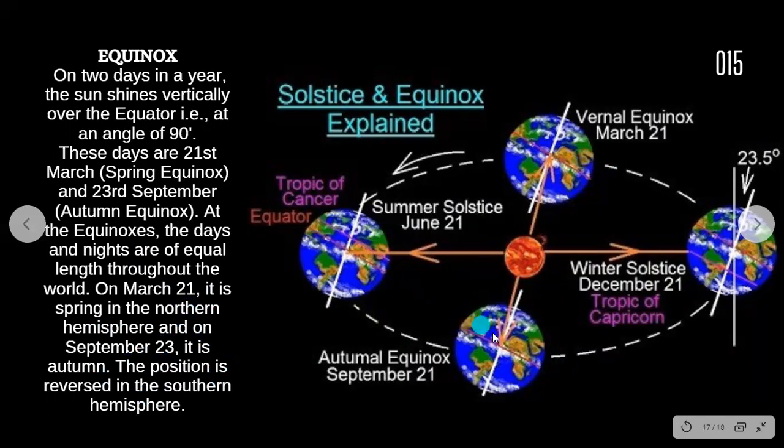So, because we are in the northern hemisphere, what I mean by this is that on 21st March, it would be the spring equinox for people in the northern hemisphere, while it would be the autumn equinox for people in the southern hemisphere. But on September 21, it would be autumn for people in the northern hemisphere and spring for people in the southern hemisphere, right?